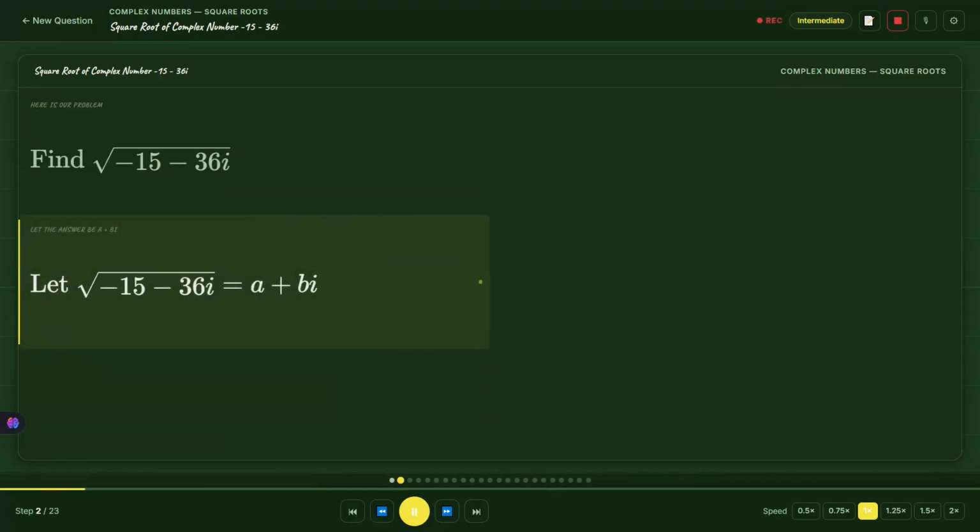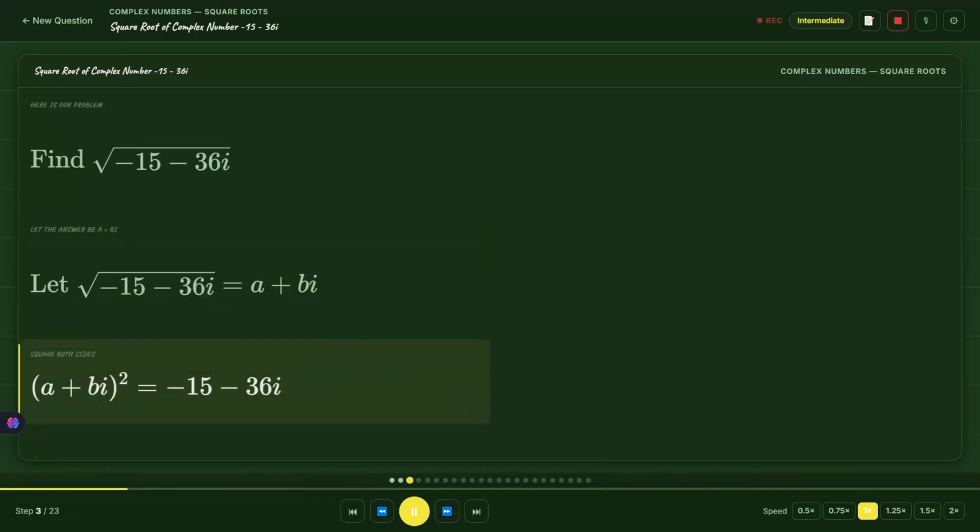Let's say the answer is some number a plus bi. We don't know a and b yet, but we're going to find them. If a plus bi is the square root, then when we multiply it by itself, we should get back -15 minus 36i. So let's square the left side.